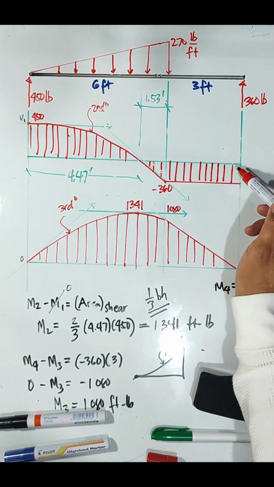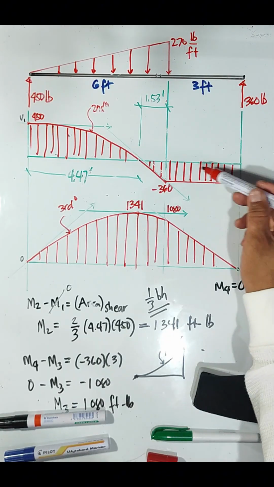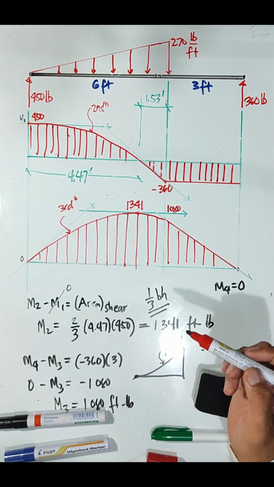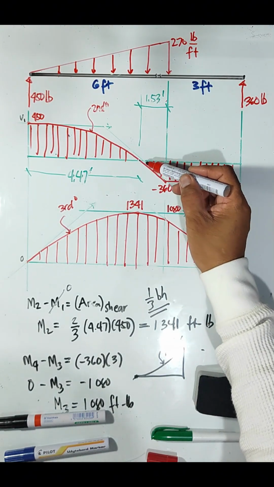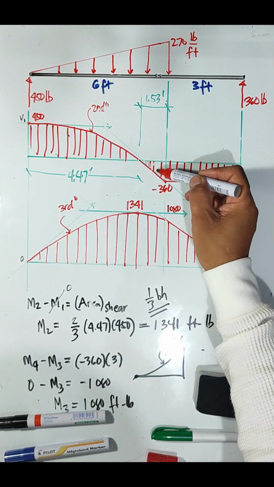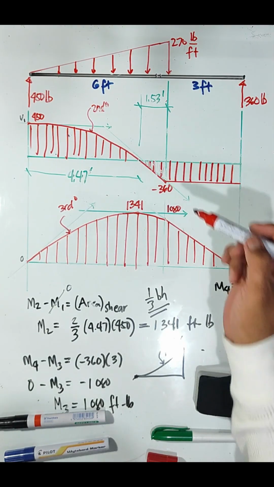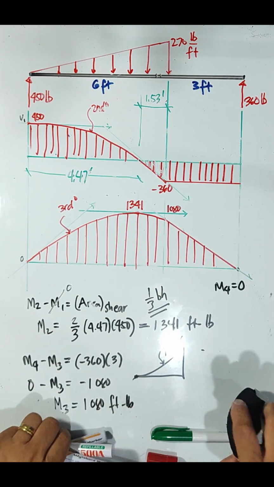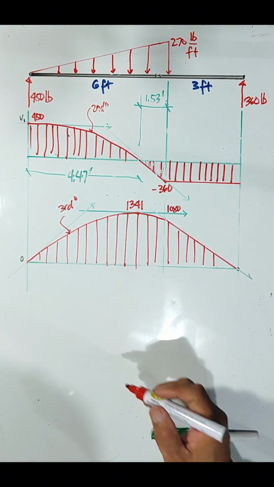But it just so happened that this area here is easy to solve. And we know that this moment here is 0. So we can get it. But let's try and solve this area. Then we'll subtract that from 1,341. Let's see if we can solve that one. Okay, let's draw the curve again here.